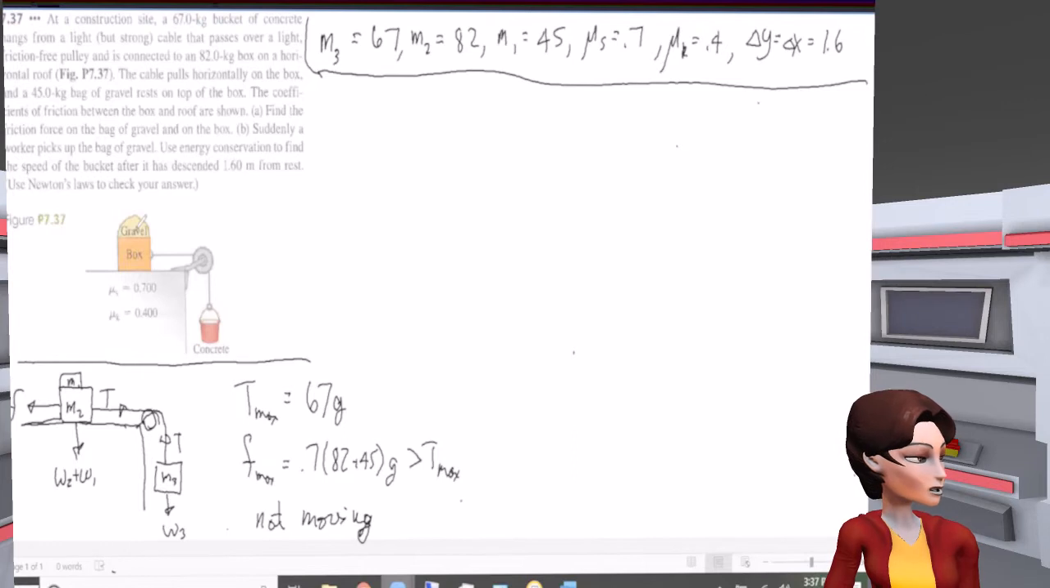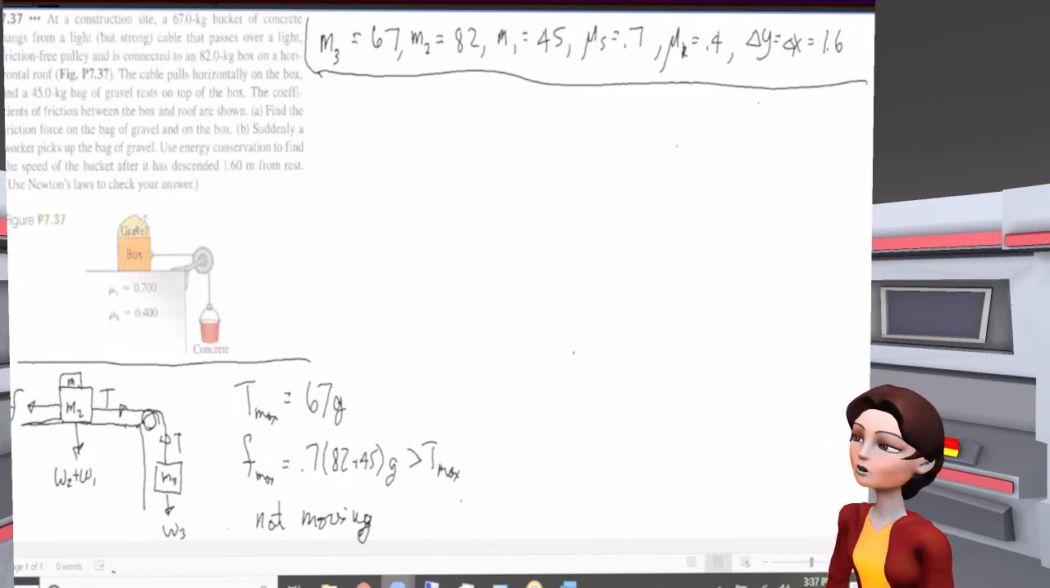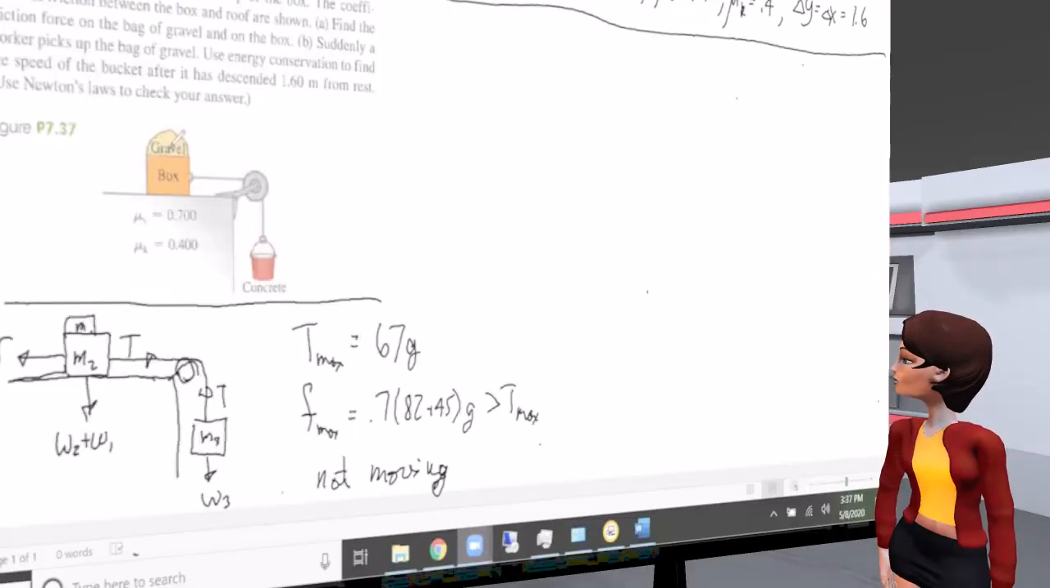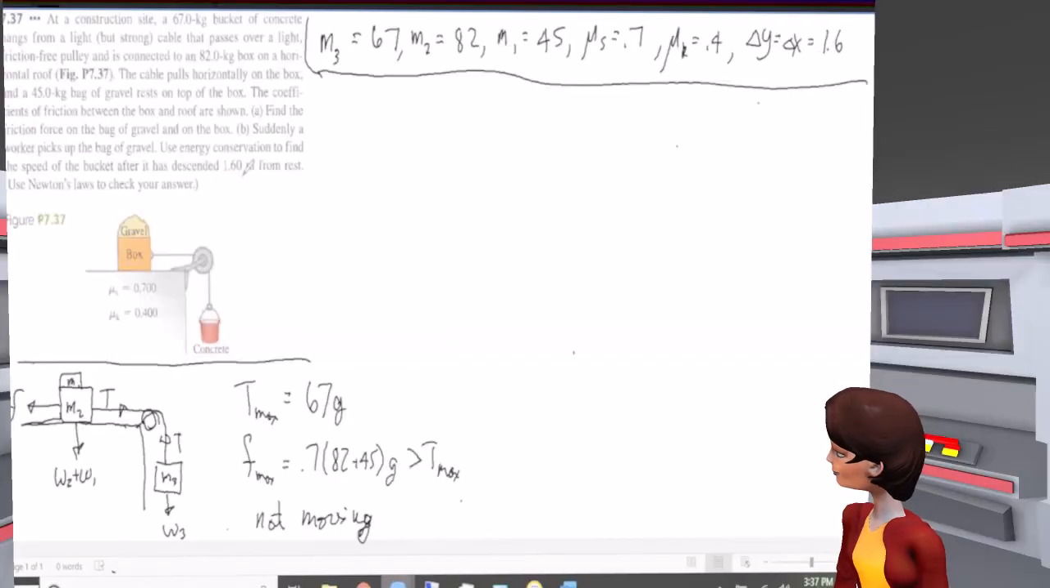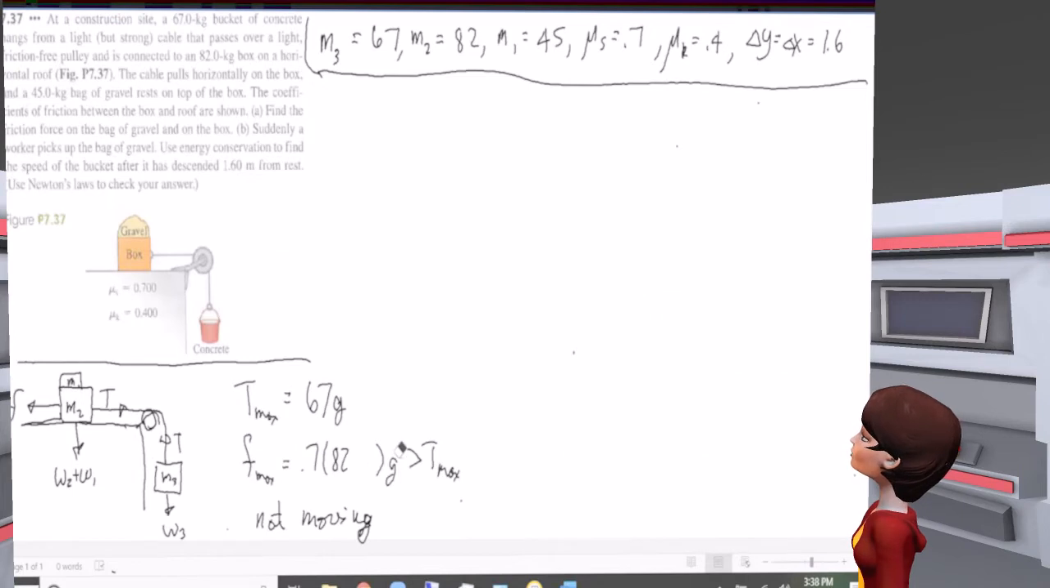We now want to look at part B. Suddenly the worker picks up the bag of gravel and we're told to use energy conservation to find the speed of the bucket after it has descended this given 1.6 meters. So now the gravel is lifted, so that there's no more M1 there. And in that case, what do we have?